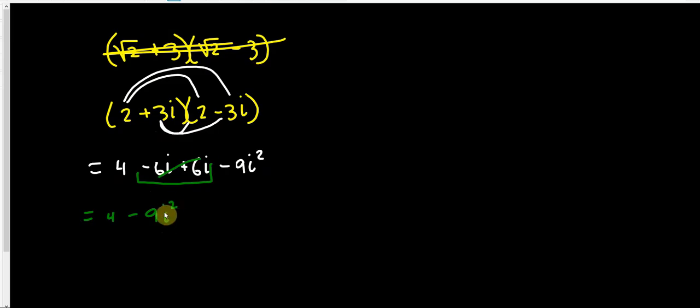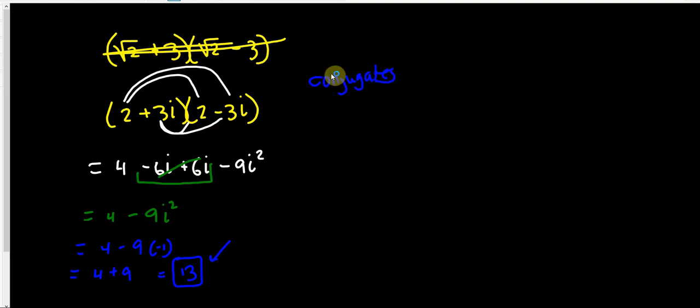Well, good question here is, what is i squared? Remember, that's negative 1. So I have negative 9 times negative 1. So I have 4 plus 9, which is just 13. So that's neat. When you multiply conjugates, you cancel out the imaginary or complex part and just get a real number again. So that's the second place these conjugates have come up. Conjugates. Just remember that i squared is negative 1.